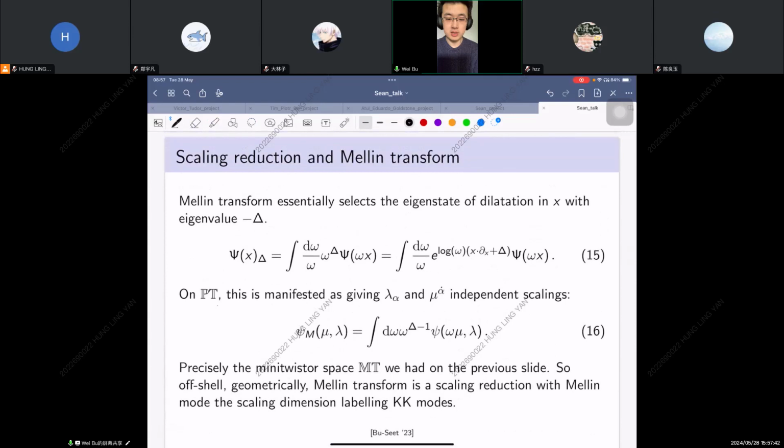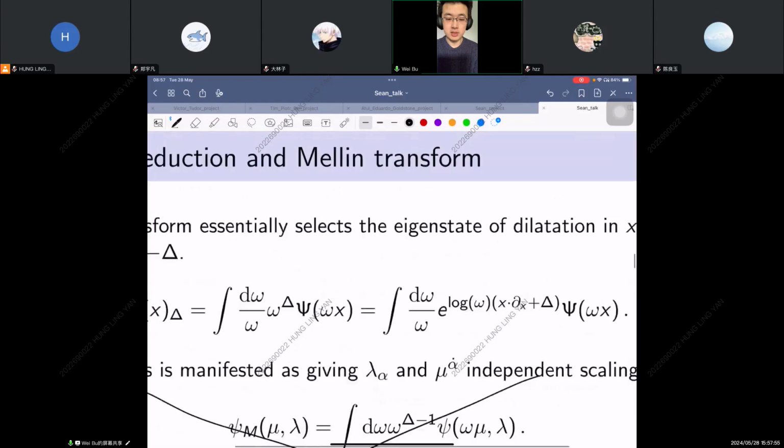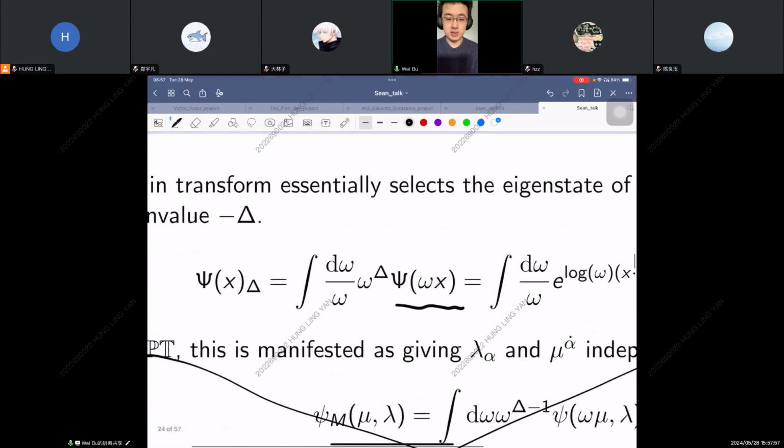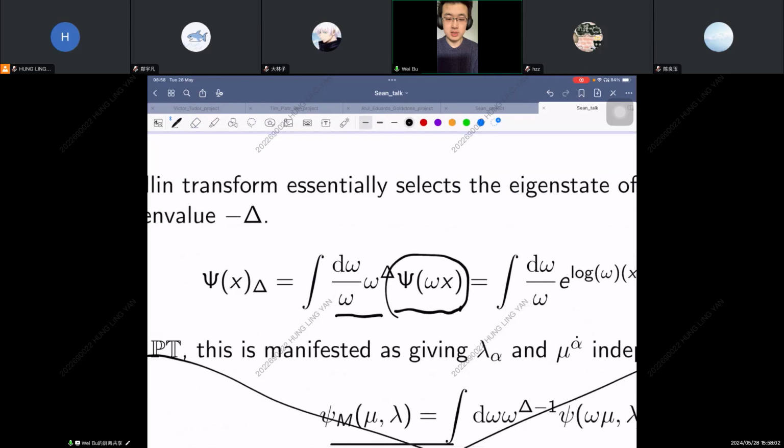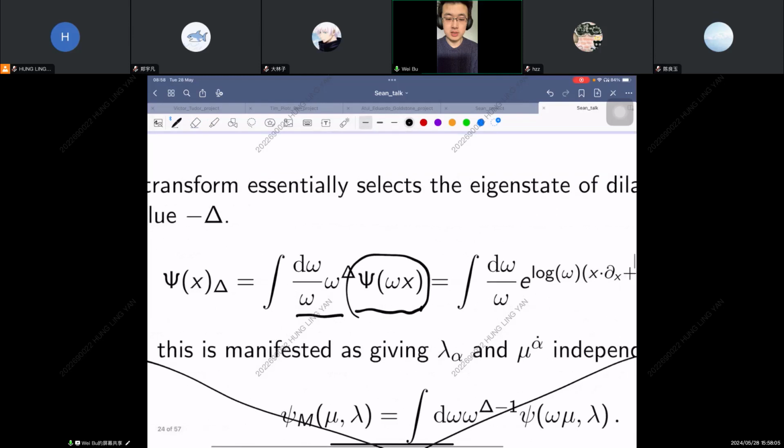So we'd like to define the Mellin transform for off-shell states in exactly the same way. Where you would start with a generic function or a generic field, which is off-shell, and integrate over its energy scale, that just amounts to selecting the part of the off-shell field that scales like x to the minus delta. That's the goal.